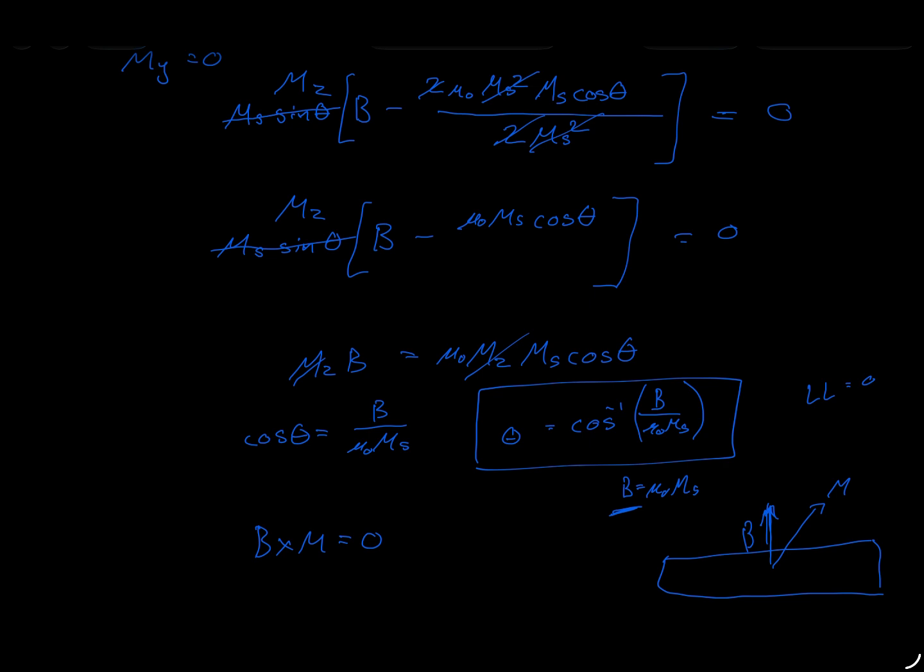And so theta must be 0. Why is that? Because theta has to be 0. And so the cosine of 0 is 1, that means that the ratio of b and mu naught ms is 1 to 1. So anyway, that's the answer, and we've done it.